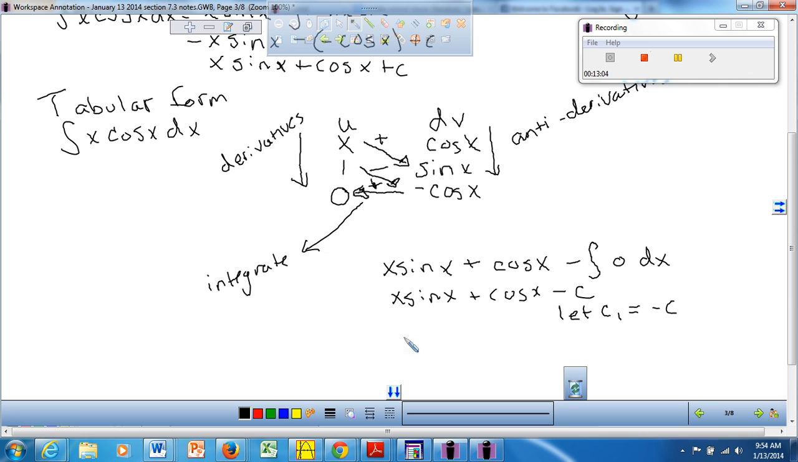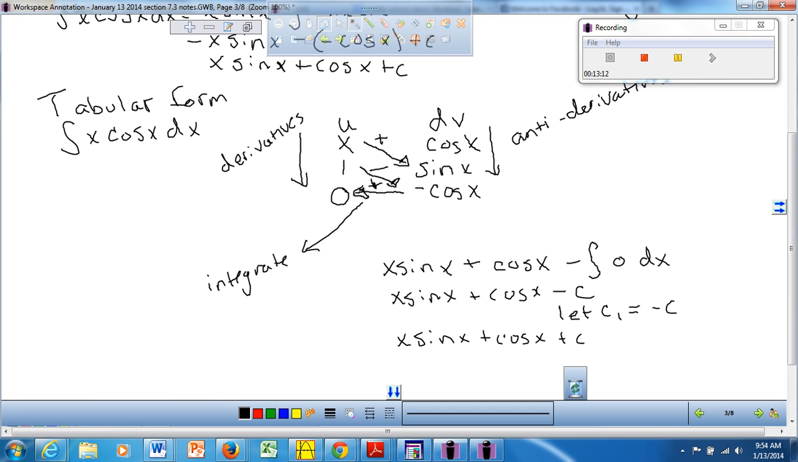So then I can write x sine x plus cosine x plus c, the way I like to do a plus c. Do you have to do that step every time? Nope. You can just do a plus c. And I've just shown you why you can do a plus c. Okay? And you can leave it as minus c. Yeah, you can.